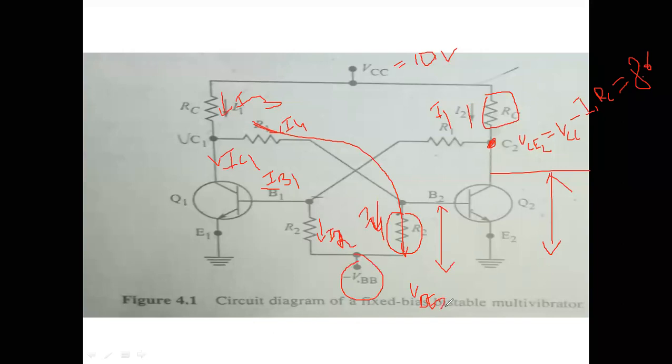VBE2, you can take it as VBE2. Okay, VBE2 equal to I4 into R2, plus, and you may have the minus VBB voltage here. Therefore you may have a minus sign here. Therefore I4 into R2 minus VBB, you may get minus 0.7. Here the voltage is minus 0.7.